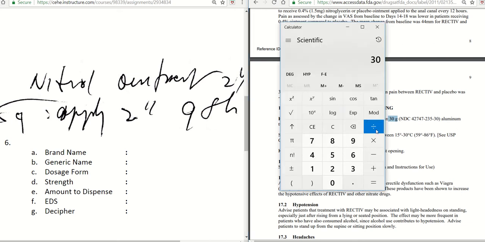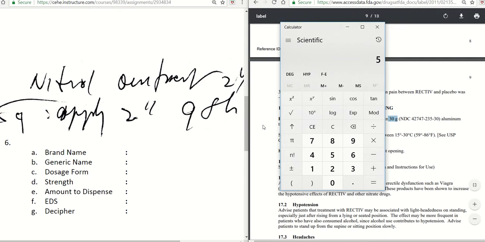30 grams. How many grams can they use in a day? How many grams per dose? 2 grams, right? An inch per gram. How many times in a day? 3. So 2 grams 3 times a day. That's gonna be 6 in a day. So one 30-gram tube is only gonna last them 5 days.